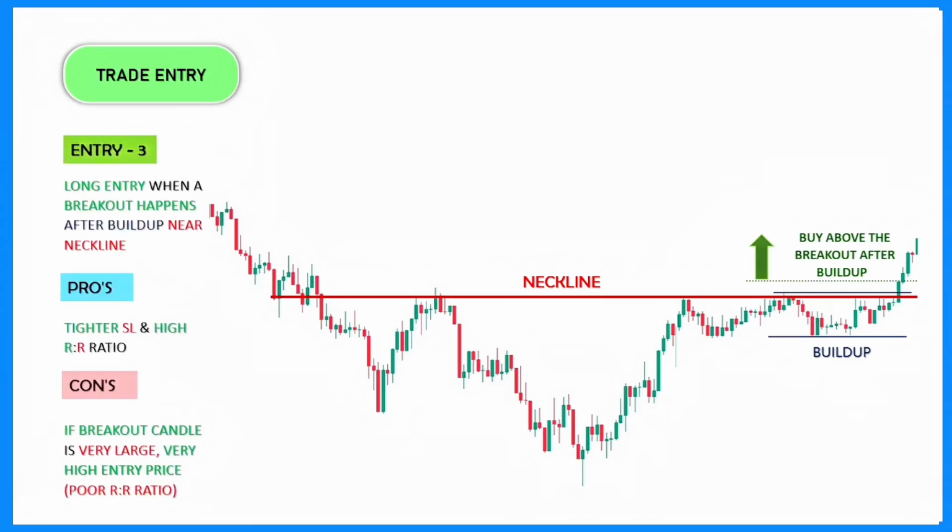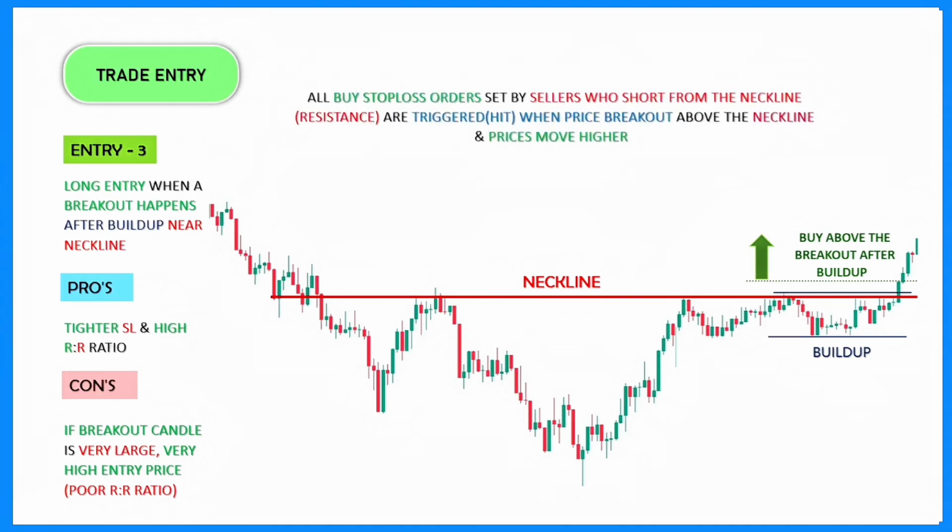This happens when you see a tight consolidation of candles just below the neckline or resistance. Now, this buildup shows that buyers are becoming aggressive, willing to buy even at higher prices despite short-term selling pressure. At the same time, traders who went short near resistance have their buy stop orders sitting above that level. So when the breakout finally happens, these clusters of stop losses act like fuel, pushing the market even higher.